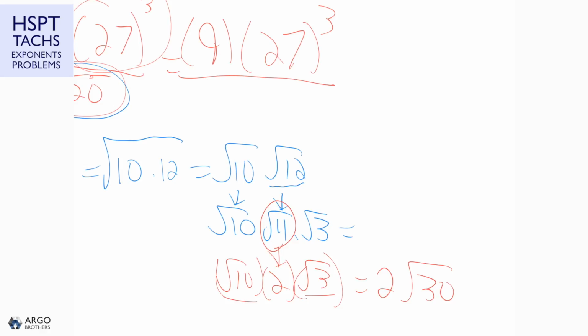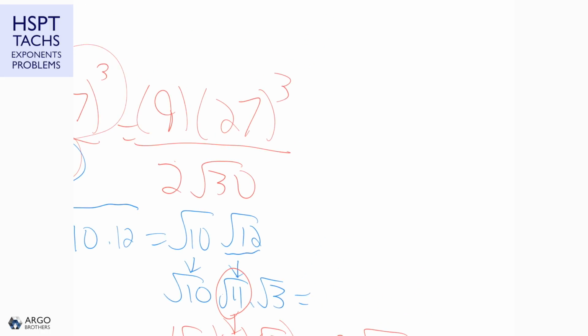And there's no factor of 30 that is a perfect square. The only factors of 30 we have are 2, 5, 6, 15, and 30. None of those are perfect squares. And 1, but we don't include 1. All right, so now we have on the bottom 2 square root of 30. Awesome. So now we can really simplify.